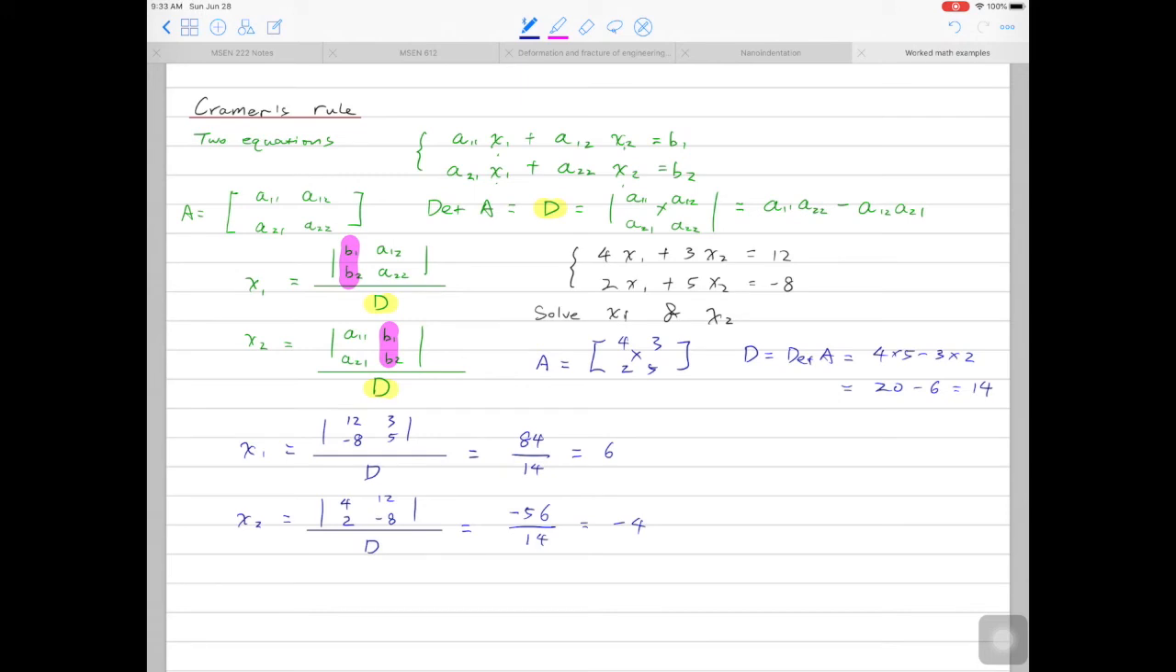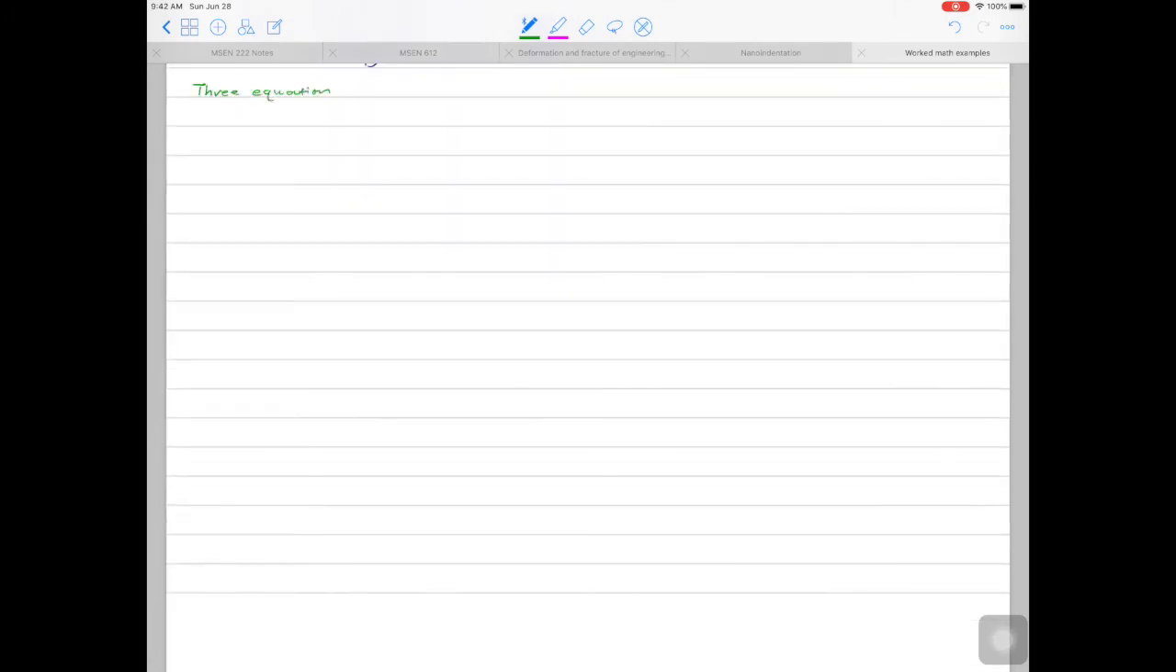Please do not forget, you can also use the Gauss elimination method to solve these two equations, and you will get the same answer. Moving to the three-equation system, let's look at how to use Cramer's rule to get the solutions for x1, x2, and x3. Write down the three linear equations.